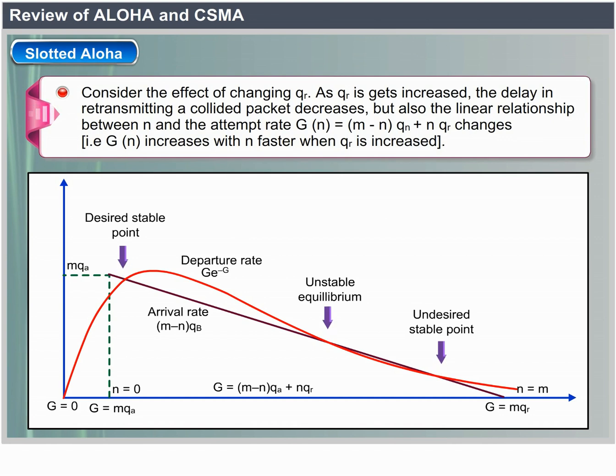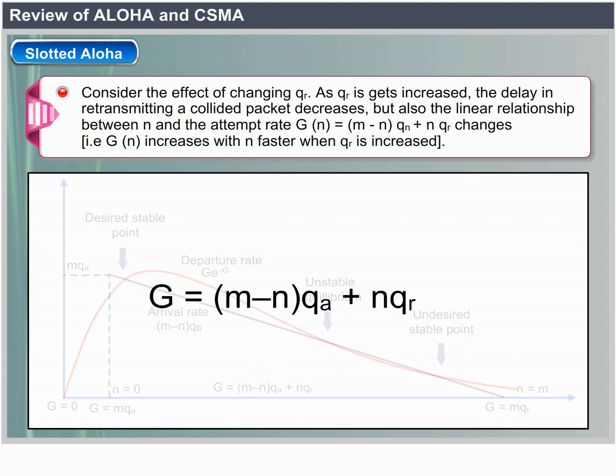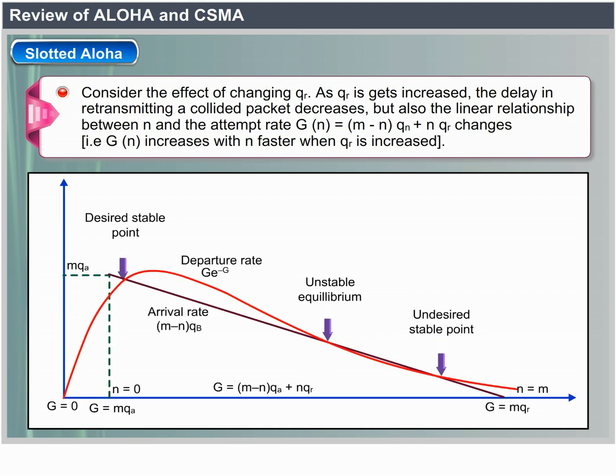As qr is increased, the delay in retransmitting a collided packet decreases, but also the linear relationship between n and the arrival rate g(n), which is equal to (m minus n) qa plus n qr, changes. That is, g(n) increases with n faster when qr is increased.